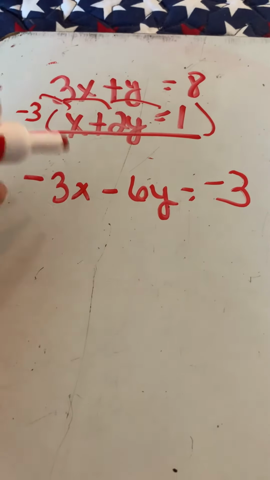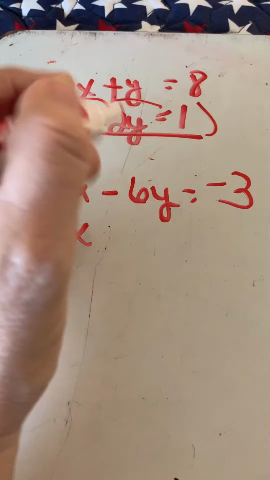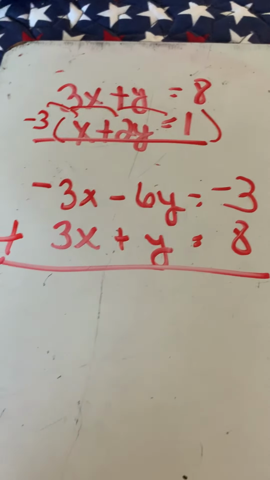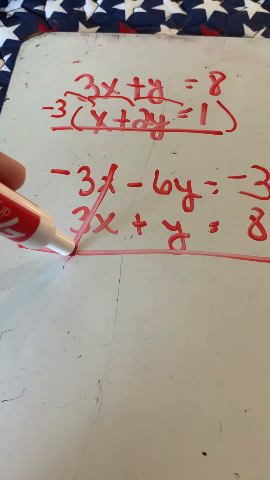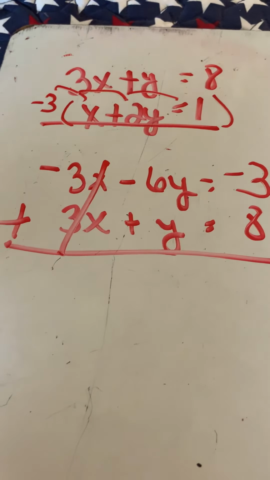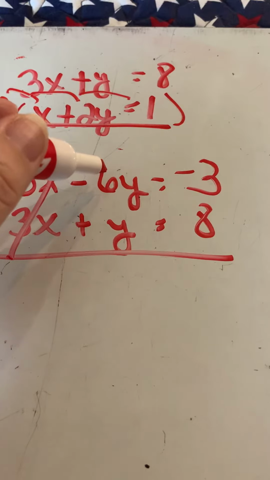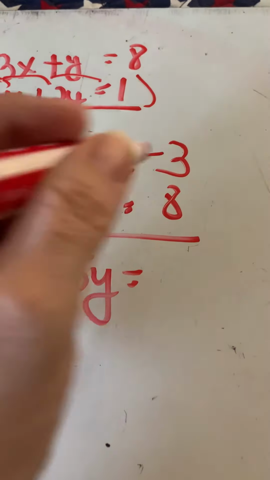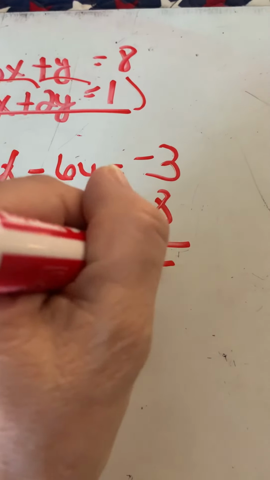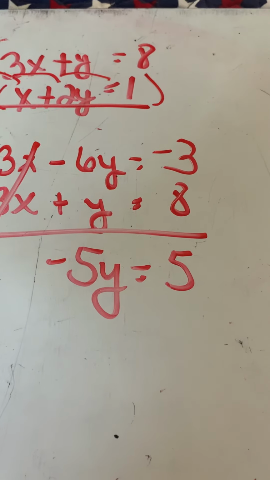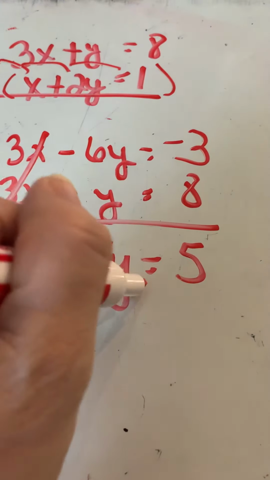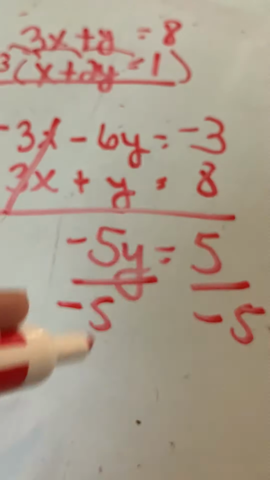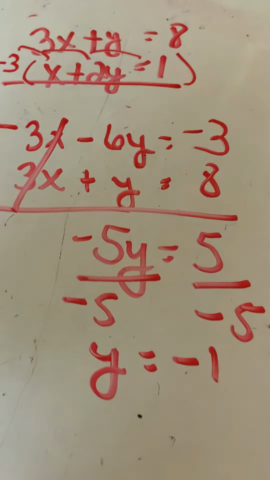I'm going to rewrite the other problem, the top one, and now I'm going to combine these. You see that the x values eliminate, -3x plus 3x. I have -6y plus y, that's going to give me a -5y equals, and -3 plus 8 is going to be positive 5. So when I do that, I'm going to divide both sides by a -5. So y actually equals -1.